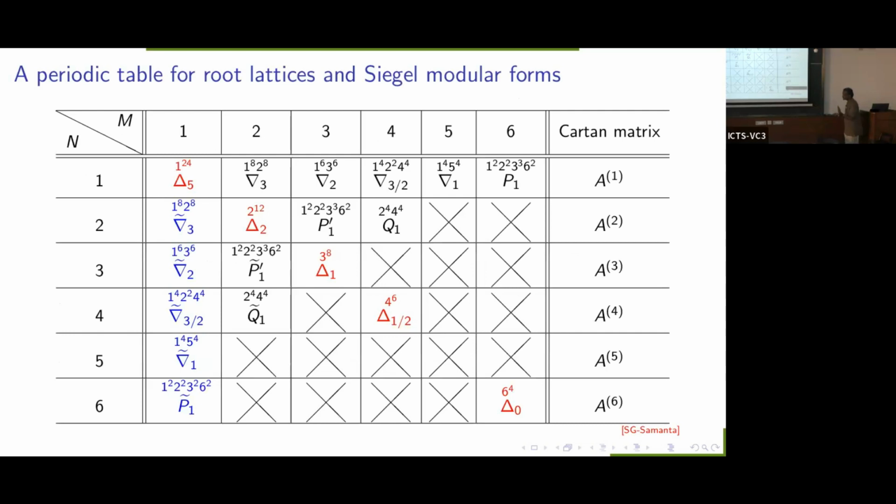Okay. So now I will just connect up a little bit. I call this a periodic table of root lattices and Siegel modular forms. So we have 2 things out here. This is for people who know: this n here is with respect to, you take the heterotic case and you do CHL orbifolds, you can go up to n equal to 6. I mean, there is 7 and 8 also, but we stop there. The square root doesn't work in those cases. So 1, 2, 3, 4, and 6.